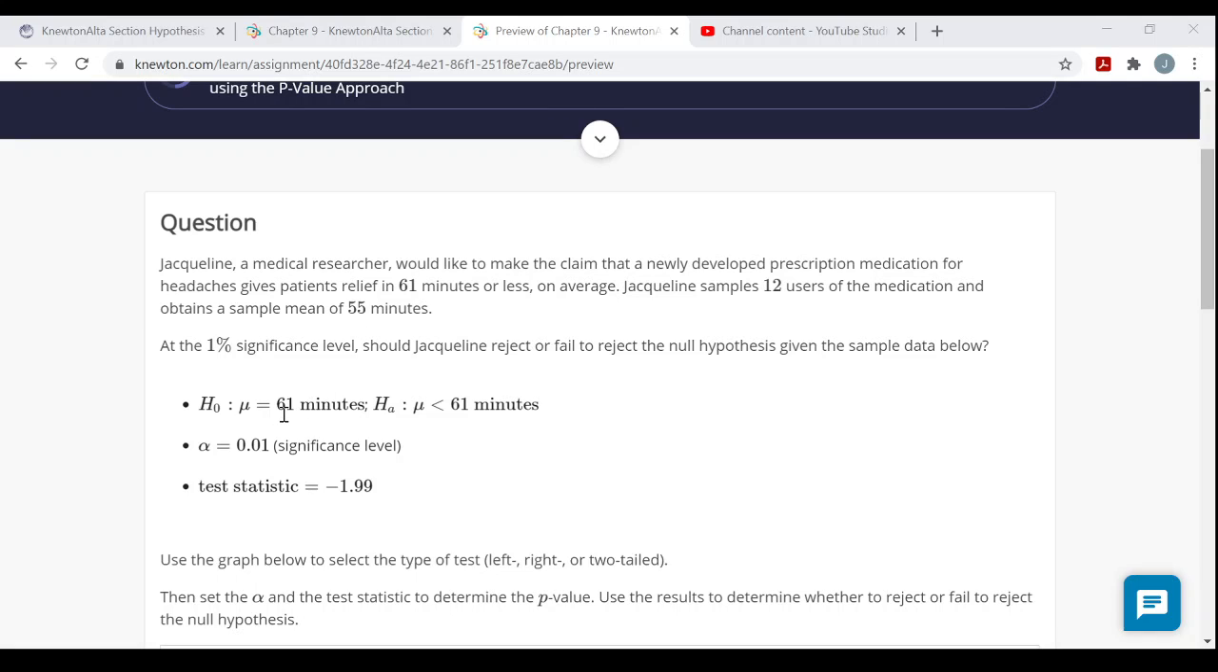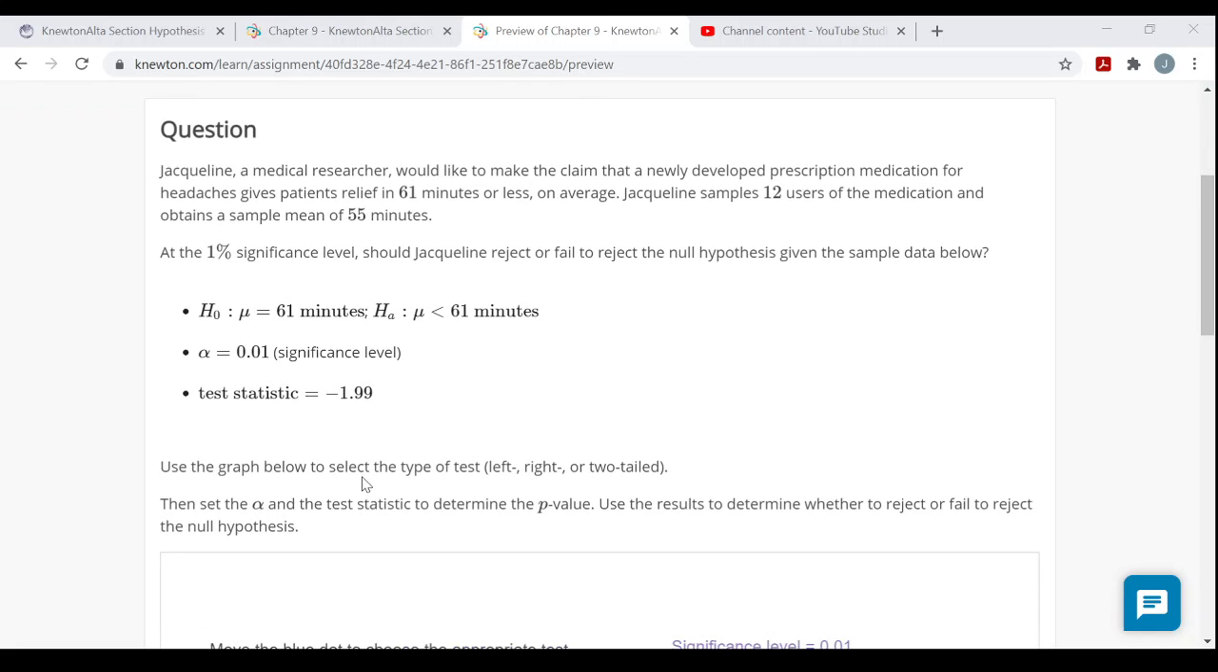We won't reject it. Alright, so now this is a left-tailed test, because our alternative hypothesis here is that the mean is less than some value. And remember, for a left-tailed test, the p-value is the area to the left of our test statistic: the area under the curve to the left of negative 1.99.